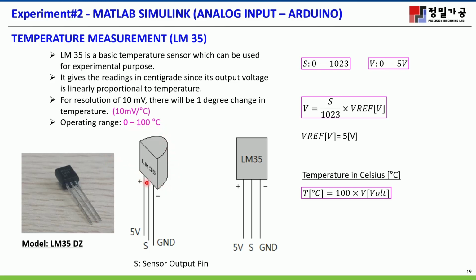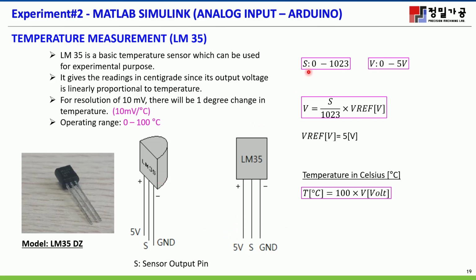And this is the connection view of the LM35. The right side pin is for 5 volts, the one in the middle is the signal, and the left one is negative. Anyway, this is the connection for the LM35.